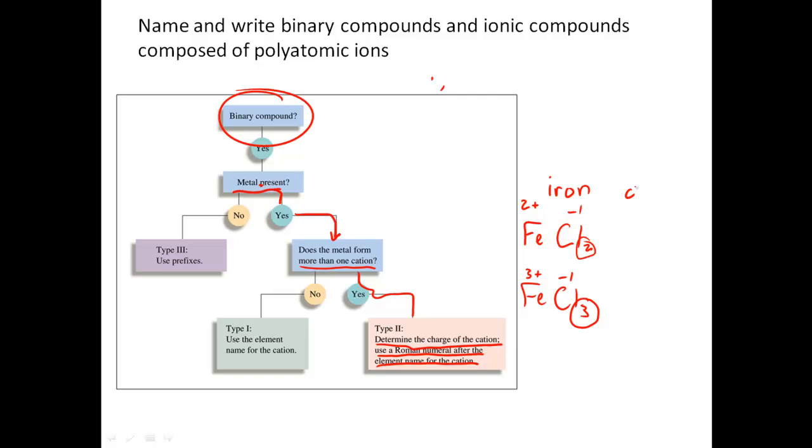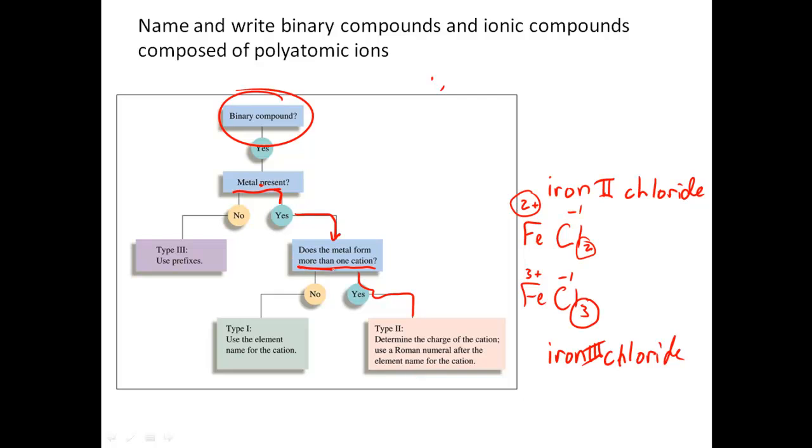So we have different names for these compounds, and we recognize that they're not the same compound, so they can't both be iron chloride, because then we would have no way of distinguishing which type of iron chloride we had in our bottle. So we use a Roman numeral, and the Roman numeral is the same as this charge. So our top example here would be iron 2 chloride, and our bottom example would be iron 3 chloride, where the Roman numeral comes from the charge of the cation. So we'll practice that in the assignment.